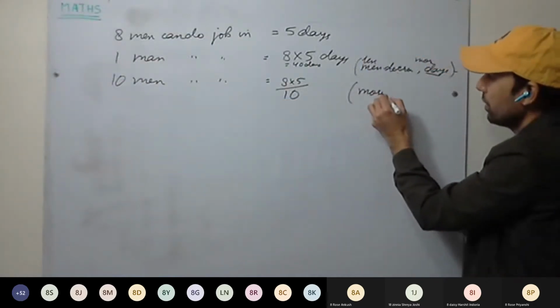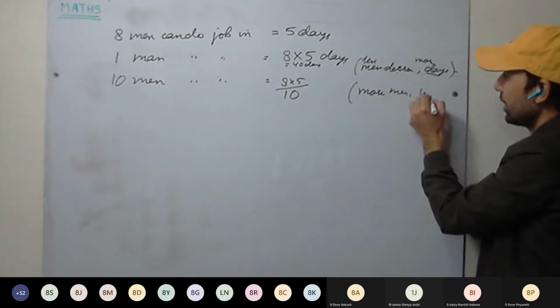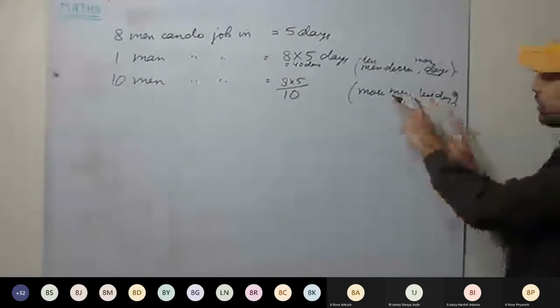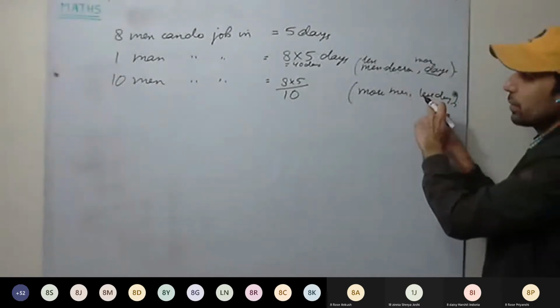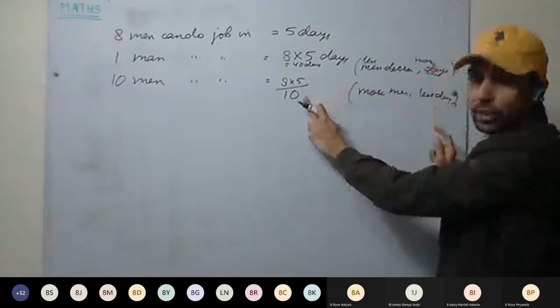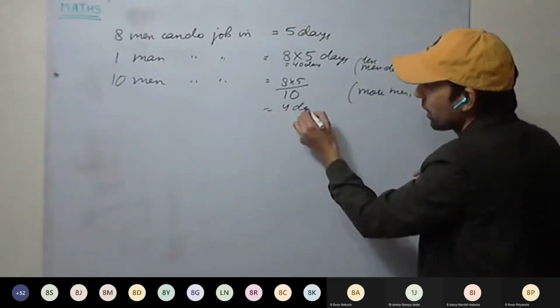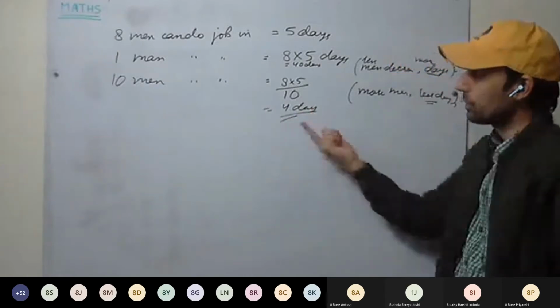More men, less days. You can write this one as well. So more men, less days. That means we must divide. So that answer is less days. Okay, this is one way, 4 days. Understood?